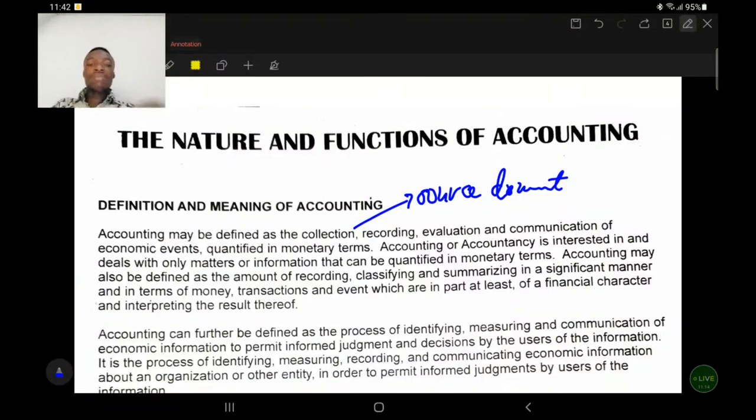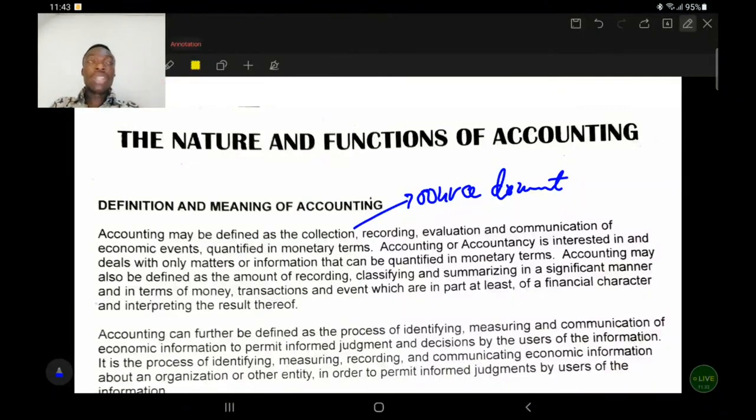Was there any deductions? That is what I'm trying to do. So the bank is going to give you a receipt, and that's what the manager is going to take and hand over to the accountant. Is that okay? So accounting has to do with what? Collection. So the collection, I mean the source.